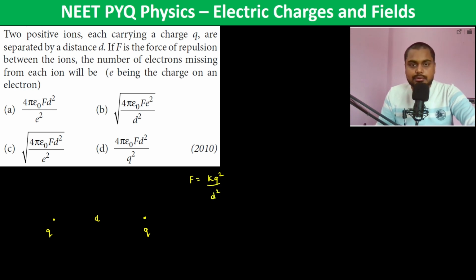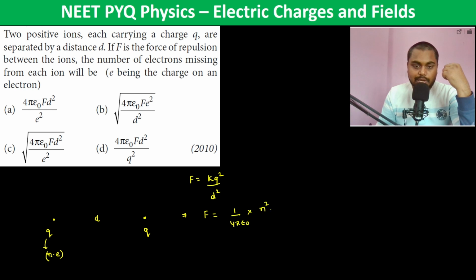The number of electrons missing from each ion will be, e being the charge on an electron. So for the number of electrons missing from each ion, this q is going to be N into e. That means one electron carries a charge of 1.6 into 10 power minus 19 coulomb. So like n electrons are missing, so Ne is going to be the charge. Therefore we can very easily write F is equal to 1 by 4 pi epsilon naught into n square e square by d square.